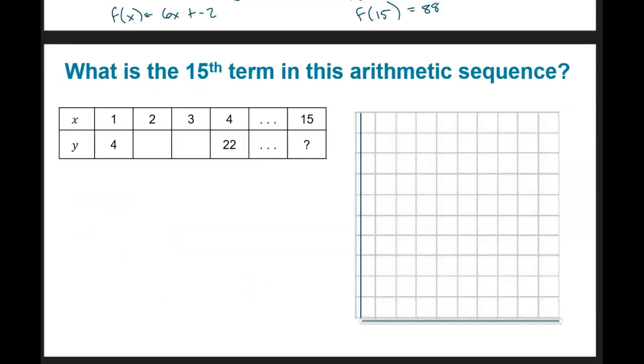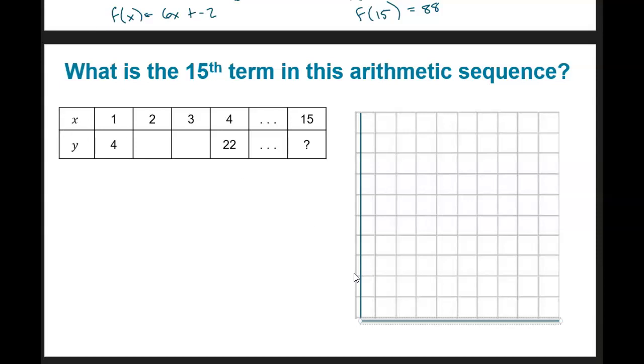So once again, we could use graphing to find the 15th term in this arithmetic sequence. We actually don't even need to find these missing terms at all. We could just graph these 2 points and do the straight line between them and see what we get. Now it won't be as precise as our formula, but it might be just fine, it might be enough.